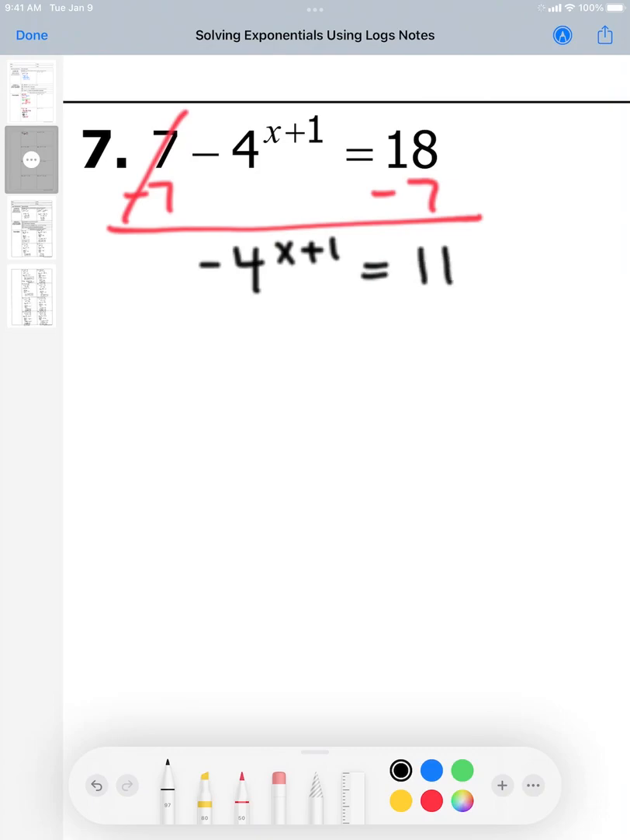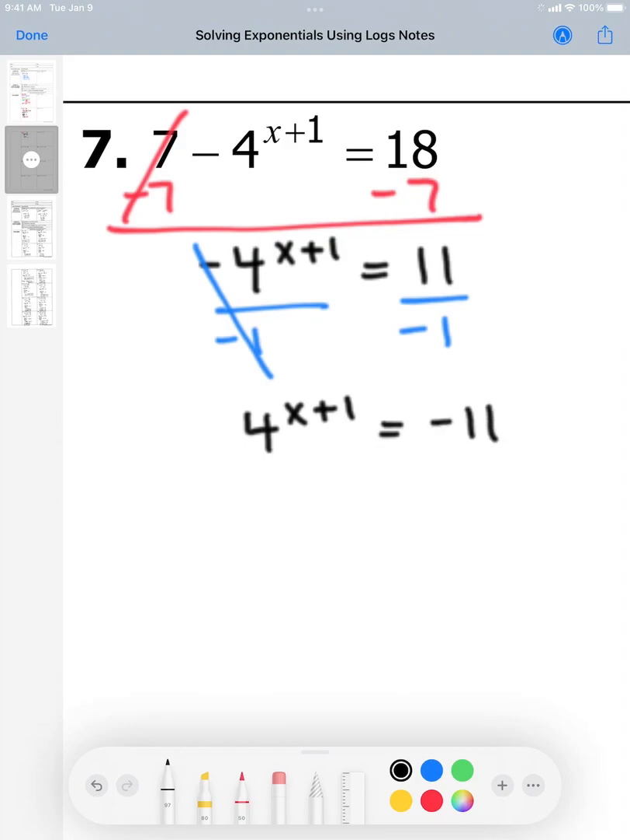Let's also get rid of that negative in front of the 4, right? That's technically a negative 1 multiplied in front of the 4. So let's do the opposite. You could either multiply or divide negative 1 to both sides to get rid of that negative in front of the 4. So that makes the 11 on the other side a negative 11 when you divide by negative 1. Okay, now it's in its simplest form, right?